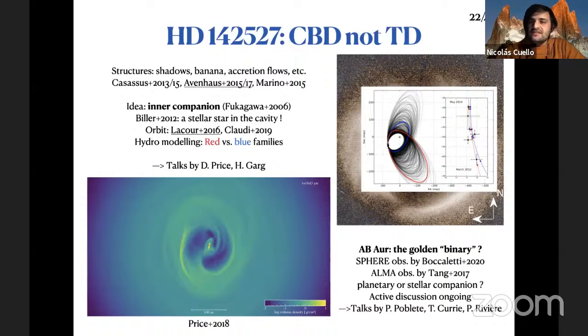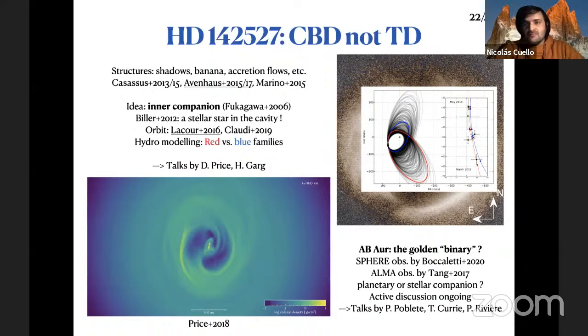And what you can see is that with this very small arc, you can try to guess what's the orbit of this little companion in the cavity. And basically, the takeaway message here is that there were 2 families, one red and one blue. So with Daniel Price, we said, okay, can we say something about this?